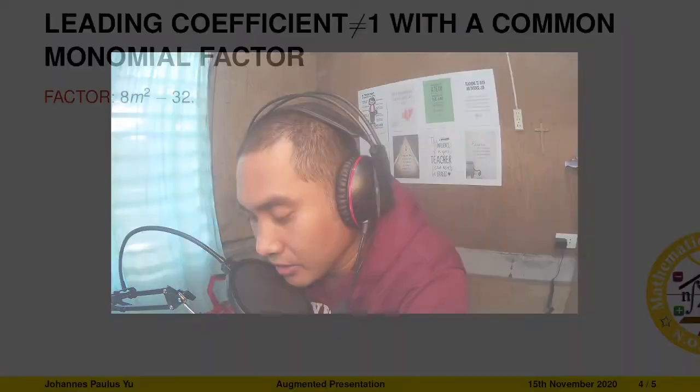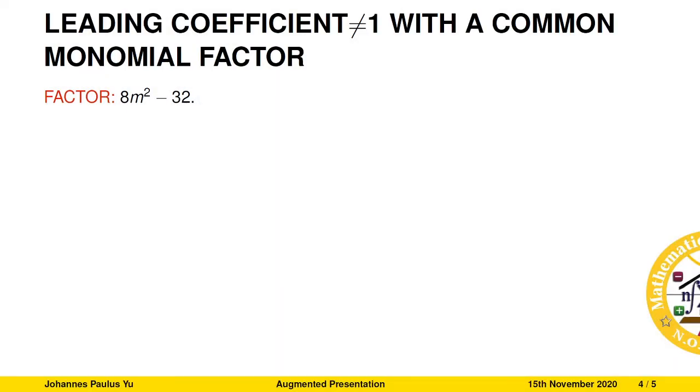So, we are now at the last illustrative example in the augmented presentation on difference of two squares. The last presentation is leading coefficient not equal to 1 with a common monomial factor. Notice our task here is 8m squared minus 32. So, medyo level up na naman.